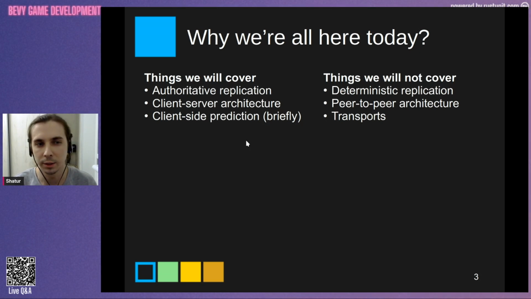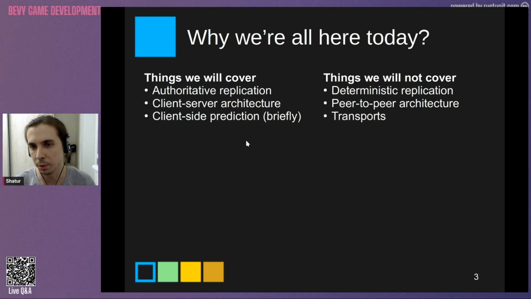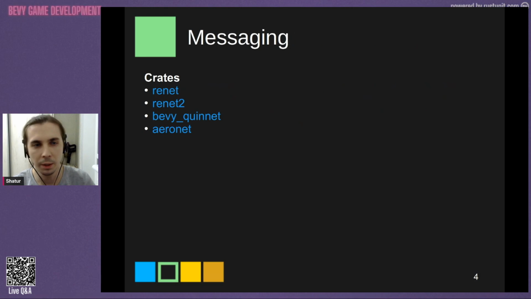We will also touch client-side prediction, but only briefly because of the short time period. And we also won't touch transports. It's the way bytes are actually transferred over the network. So in Bevy, you have a huge ecosystem. And of course, we have several networking crates to transfer bytes over the network. Examples of such crates are on the screen. And I want to show you a quick example of how this API looks like.